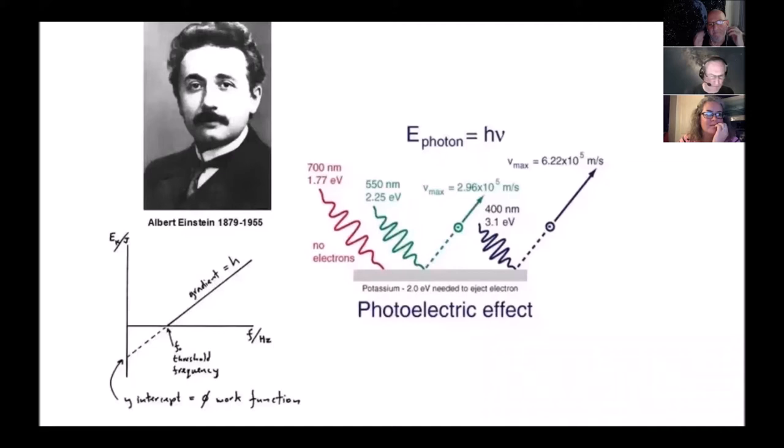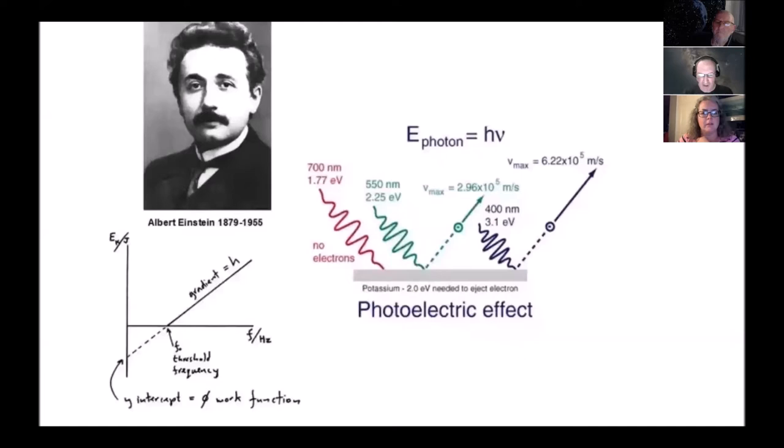But anyway, what he discovered is that classical physics just couldn't explain this phenomenon. What happens is you shine light at a metal, and the light ends up giving electrons in the metal extra energy. And if the electron gets enough energy, it will be ejected from the metal and you can detect it.